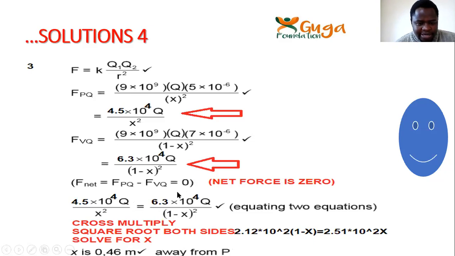So after multiplying each other, you then introduce square root both sides. Square root on the left and then square root on the right, for you to get 2,12 multiplied by 10 to the power 2 into 1 minus x, which is equal to 2,51 multiplied by 10 to the power 2 x. Then you solve for x, and your x should be 0.46 meter away from P. That's the distance, the distance x.